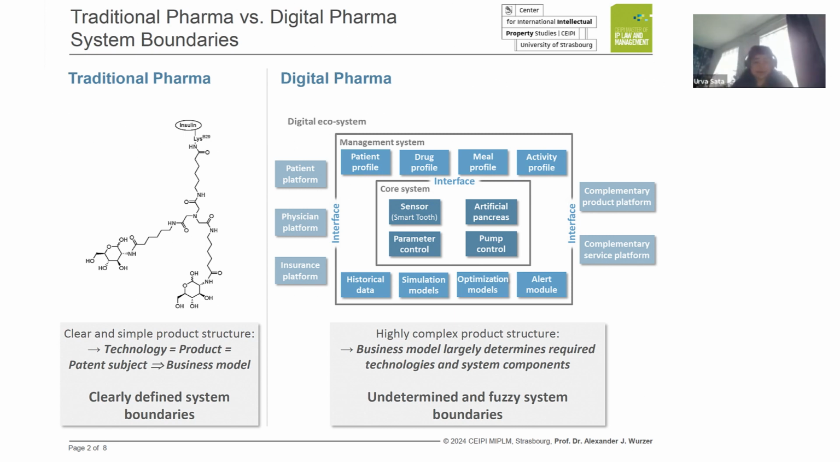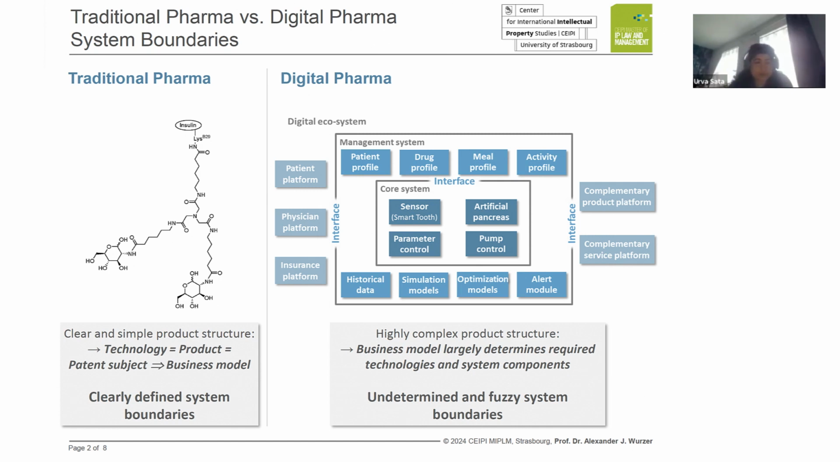Traditional pharma has a clear and simple product structure, whereas technology is basically the product, which is covered by patents, which leads to clearly defined system boundaries for FTO analysis. In contrast, digital pharma involves a complex system, as you can see from the interface. This leads to a very fuzzy system boundary.